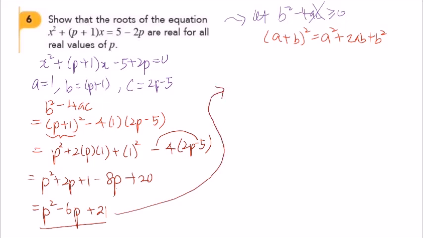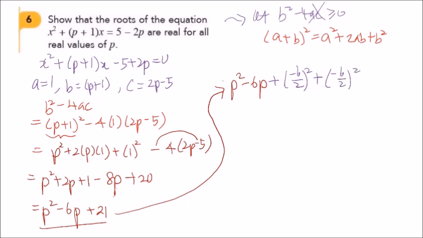So how are you able to tell that whatever values you substitute in for p, the outcome will be more than 0? The only way to do that is to apply completing the square. That means we try to make p squared minus 6p plus 21 into a perfect square. Okay, so how do we complete the square? Take the coefficient of p, which is negative 6, divide by 2, and then you have to take it away.